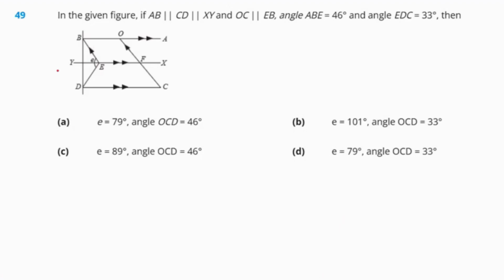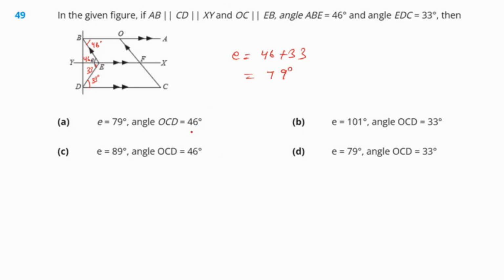So ABE, this angle is given to us, which is 46 degrees. And EDC is given to us, which is 33 degrees. Since these two lines are parallel, this angle and this angle should be alternate angles. This is 33. So E will be 46 plus 33, which equals 79. So E should be 79 degrees.